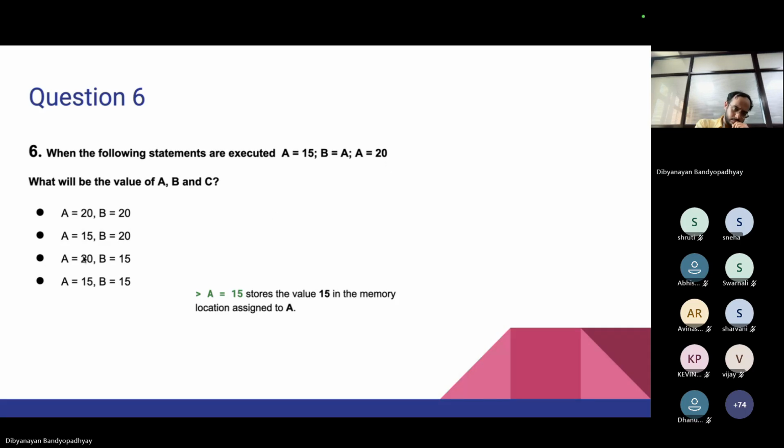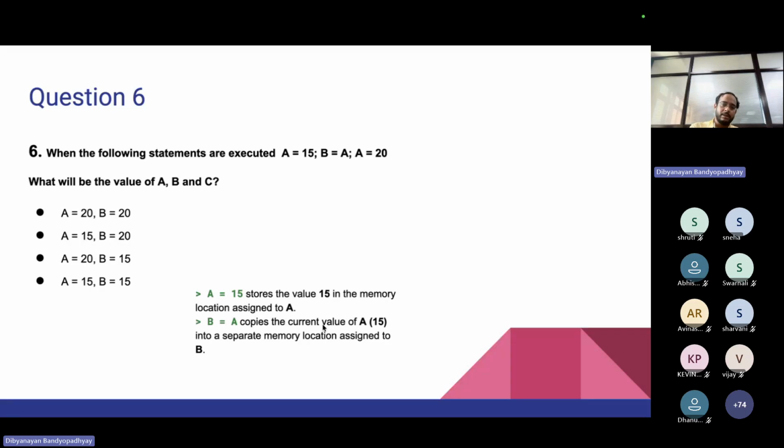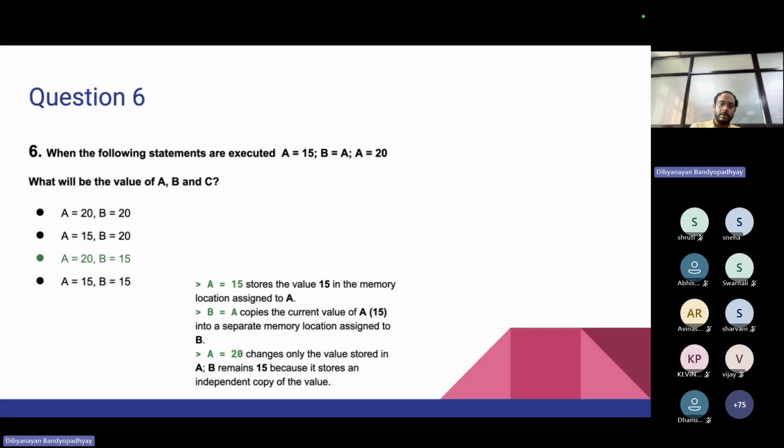C is the correct answer actually. So A equal to 20, B equal to 15, right? You can see the steps. A equal to 15 stores the value 15 in the memory location assigned to A. B equal to A copies the value of A, which is 15, into a separate memory location assigned to B. And then A equal to 20 changes only the value stored in A. B remains 15 because it stored an independent copy of the value, right?